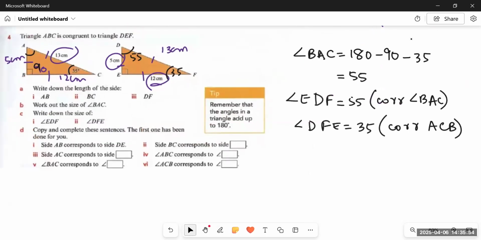Now, in part D, what we have to do is copy and complete these sentences. The first one has been done for you. Side AB corresponds to side DE, which we have already found. Side AB and DE are corresponding to each other. Similarly, side BC corresponds to side EF. Hence, they are equal to each other. Then side AC, the third one, the hypotenuse of the first triangle, corresponds to the hypotenuse, that is DF, of the triangle DEF. Then angle ABC is corresponding to DEF. Then BAC corresponds to EDF.